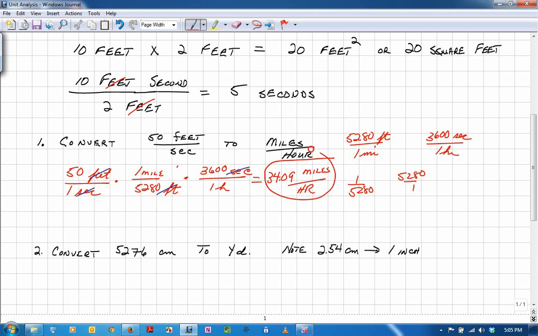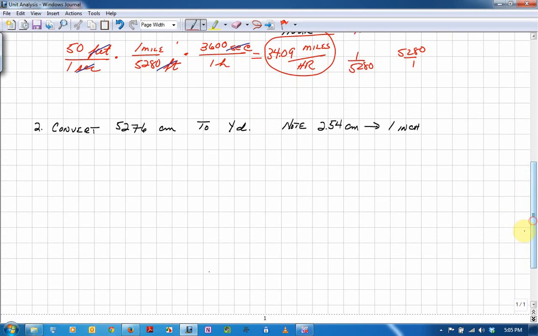Let's try one more here. I want to convert 5,276 centimeters to yards. So I've got 5,276 centimeters. There are 2.54 centimeters in an inch. So let's get rid of the centimeters and convert it to inches. So I'll put this all over 1. And I want to get rid of the centimeters, so the centimeters must go on the bottom. And I've got 1 inch.